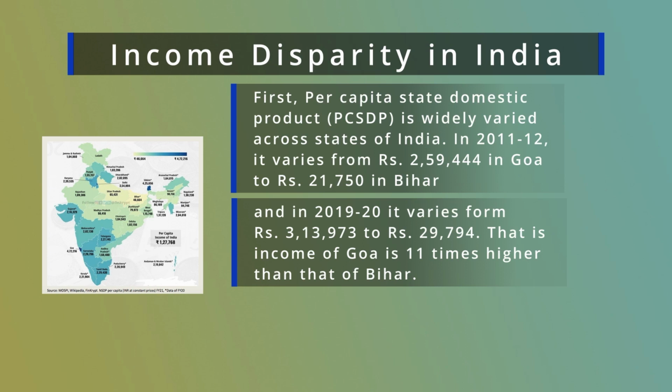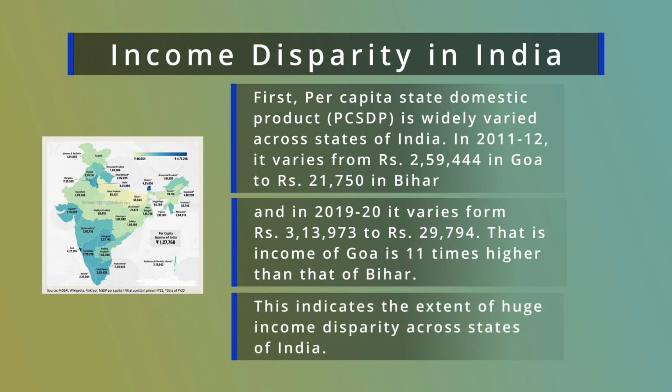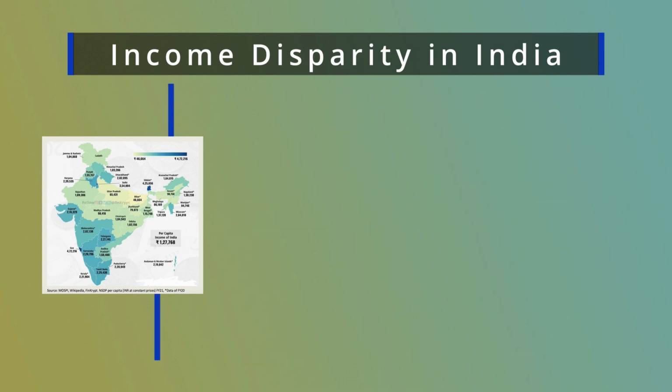In 2019-20, it varies from rupees 3,13,973 to rupees 29,794 of these respective states. This implies that the per capita income of Goa is 11 times higher than the per capita income of Bihar. This figure is helpful to understand the extent of income disparity across the high income states and the low income states in our country.